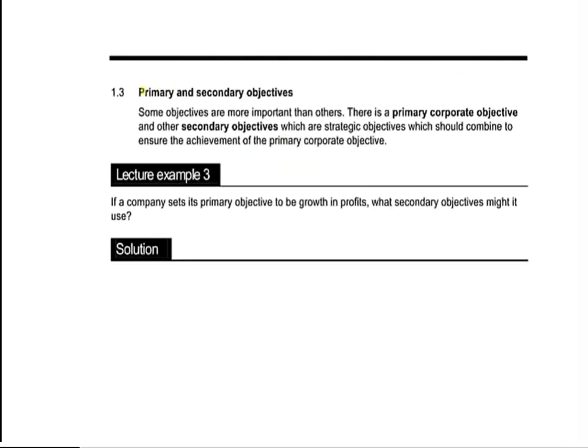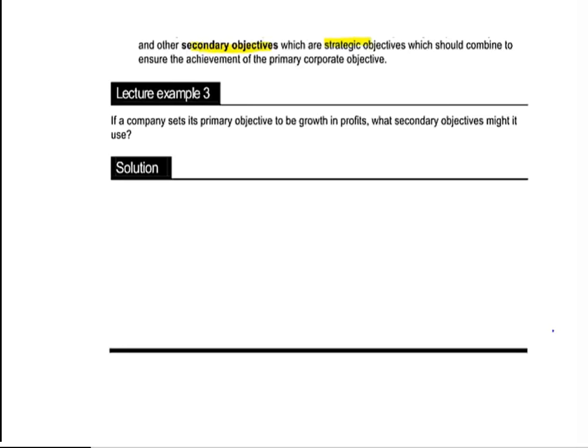Within an organisation then, there can be multiple objectives, and we've got what are known as primary corporate objectives, which are the main objectives, and then we can have our secondary objective. These are strategic ones which combined together should ensure that your overall or your primary goal can be achieved. Lots of companies then will have objectives related to growth in profits because that's going to be important for investors' continued support. However, the secondary objectives might be very different depending on the organisation.